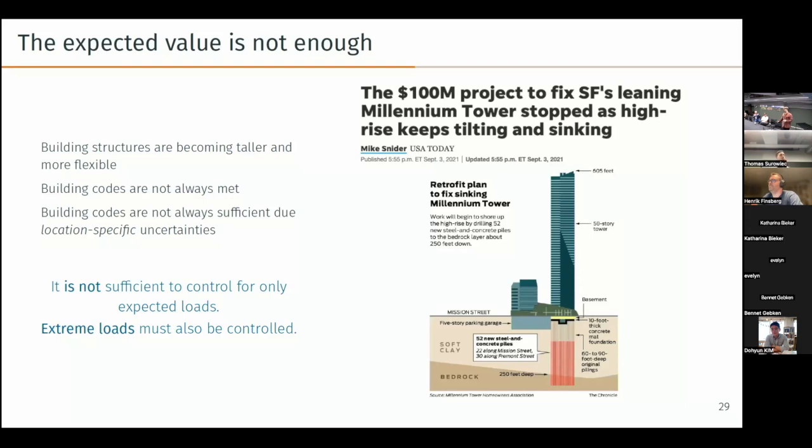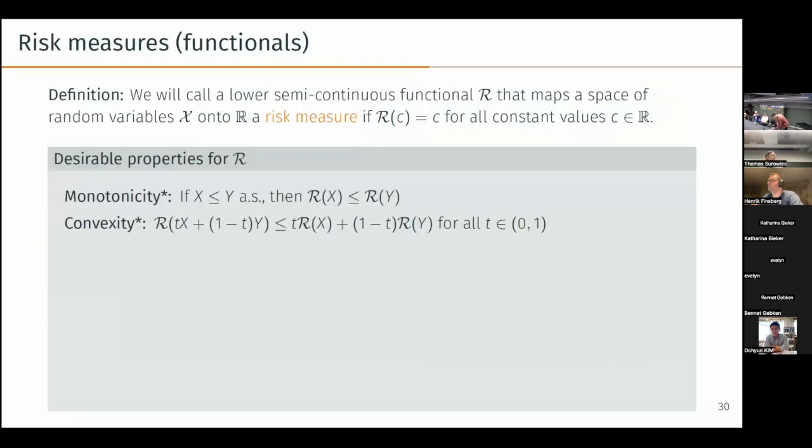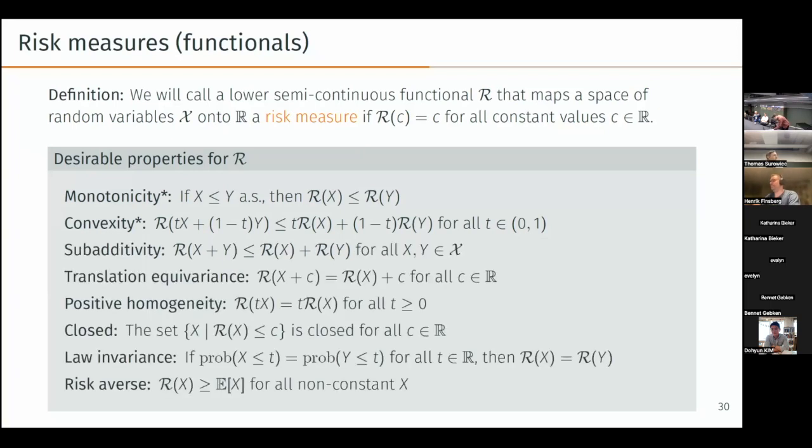You need to somehow look at these maybe low probability but very high consequence events, and we do that by using risk measures. So in this talk, a risk measure will be a lower semi-continuous functional on a space of random variables. And I'm going to add a condition that's not always there, but from my point of view, I don't care about any risk measure that doesn't have this condition: that it should map constants to themselves. This is called translation invariance.